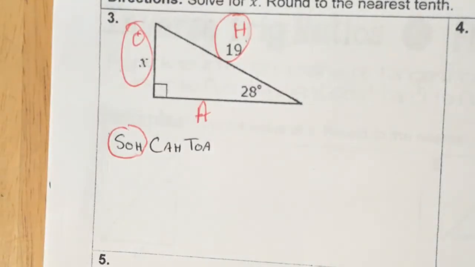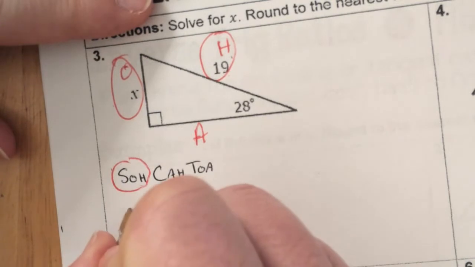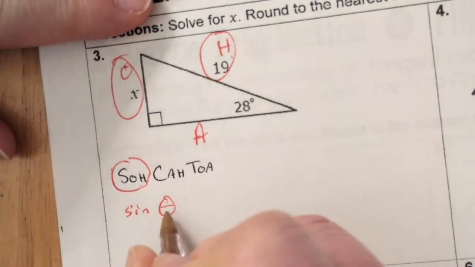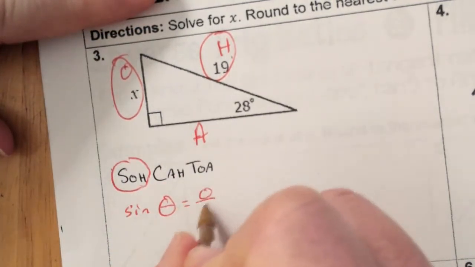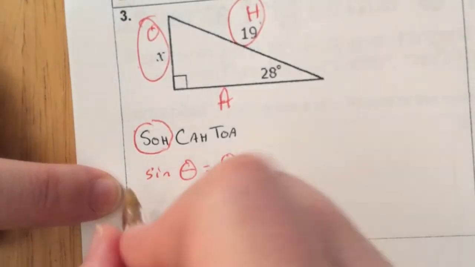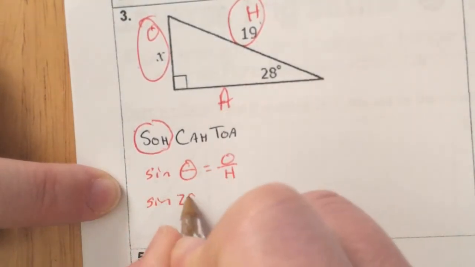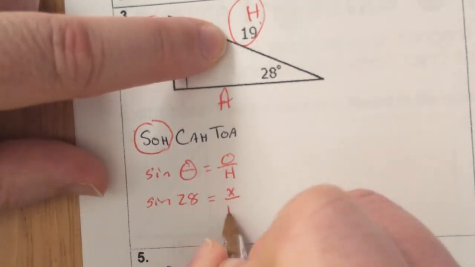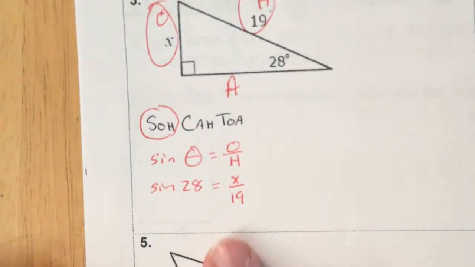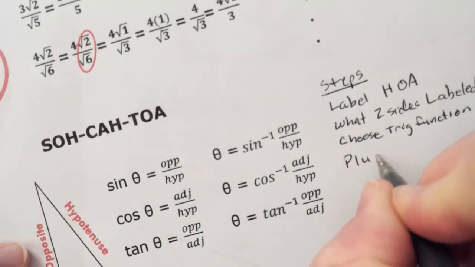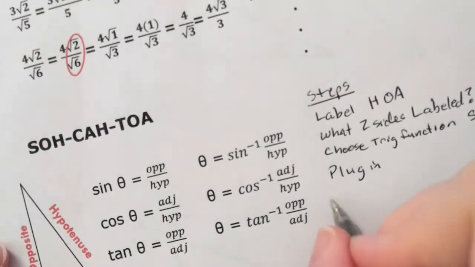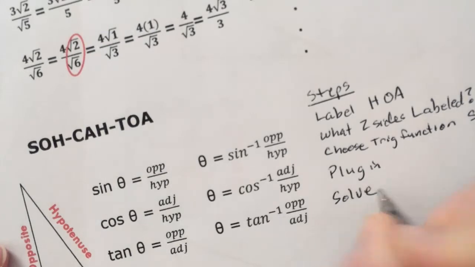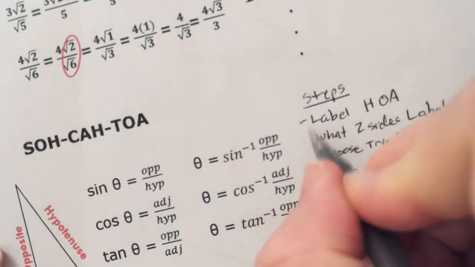Okay, so now let's plug in. We have sine of theta, make sure you put the theta there, equals O over H. All right, plug in what we know. We know sine of 28 is equal to O, which is X, over H, which is 19. Then plug in, and then solve. Okay, so those are your steps.